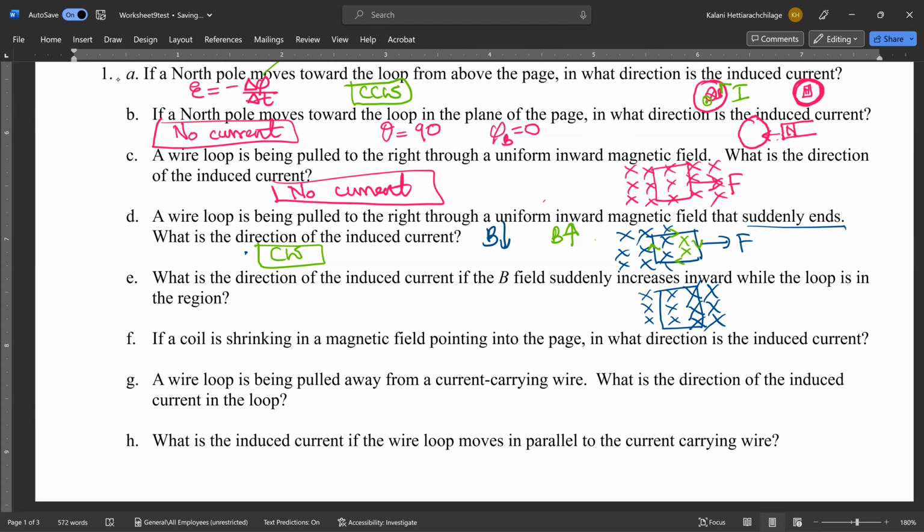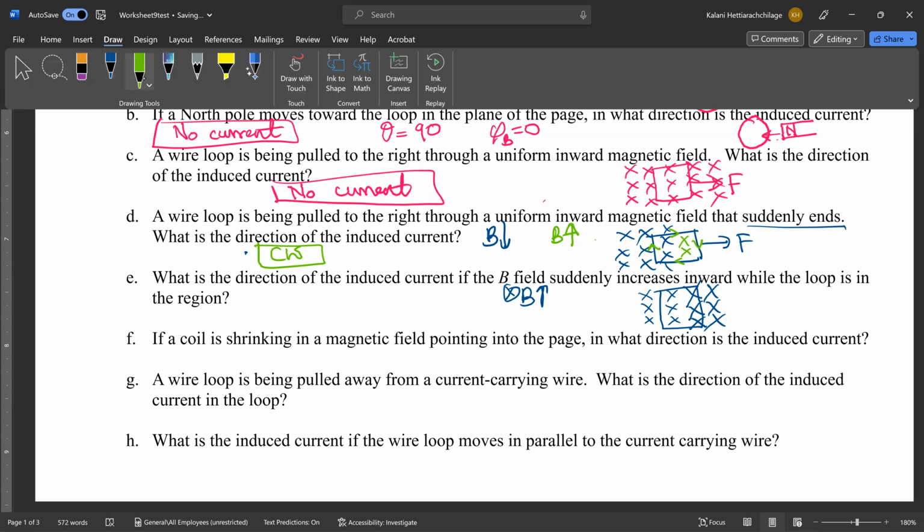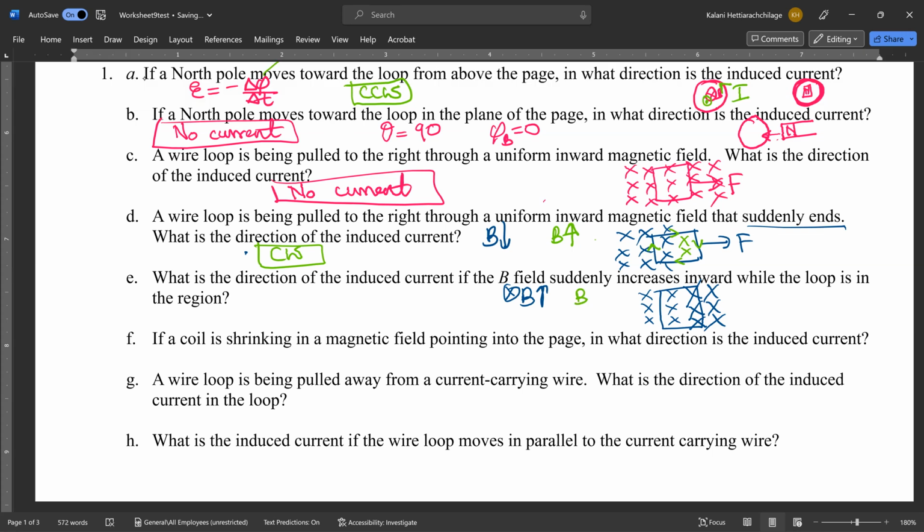So now it's asking what will be the direction of the current. You increase the magnetic field in the inward direction. What the coil has to do is reduce it. The coil has to create B to decrease the magnetic field. That means you need to create the magnetic field in the outward direction. To create it in the outward direction, inside the coil should create the magnetic field outward. That means this will carry the current in the counterclockwise direction.